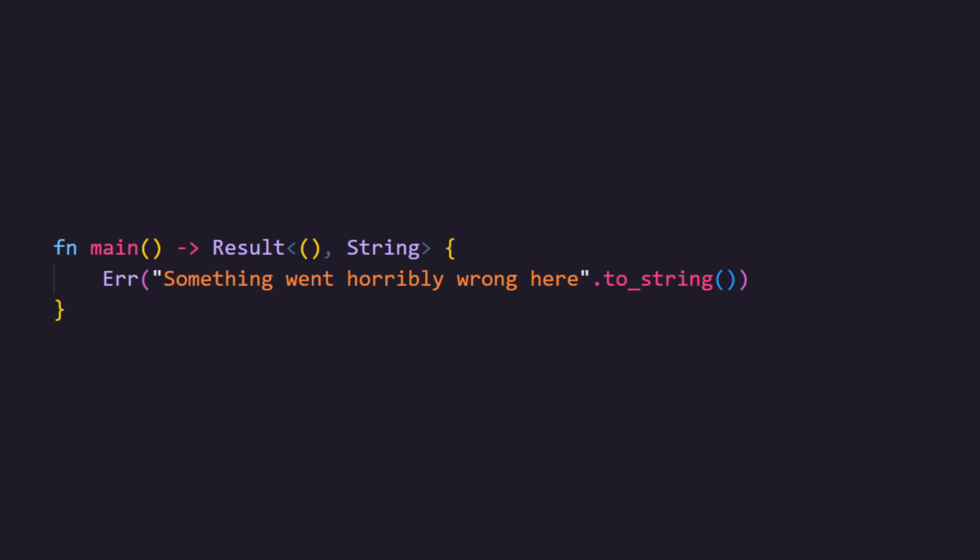You might have seen code examples, particularly hidden in documentation, where main returns a result, usually where the OK variant is a unit type. And this is because there's also a termination implementation for results, where the OK variant already implements termination, and the error variant implements debug, which, as we've just discussed, error types usually will.